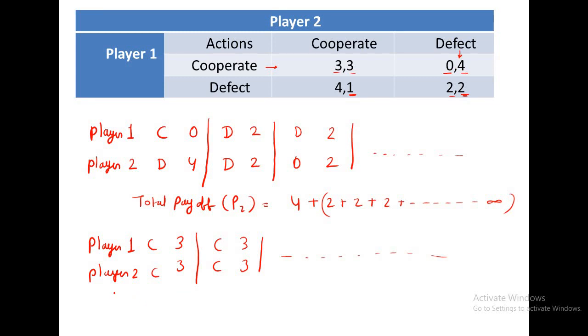So now in this case, what is the total payoff for player 2? The total payoff for P2 will be 3, 3, 3 and so on for an infinite number of times. Now which one is higher, this one or this one? In this case player 2 is getting the higher payoff. So that is why the players will choose the action of cooperate, not the action of defect.